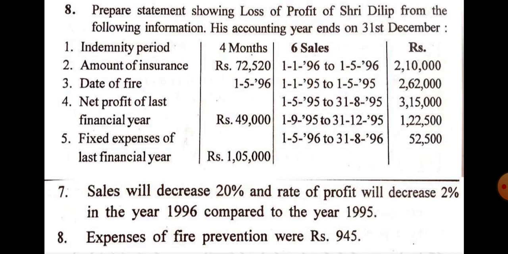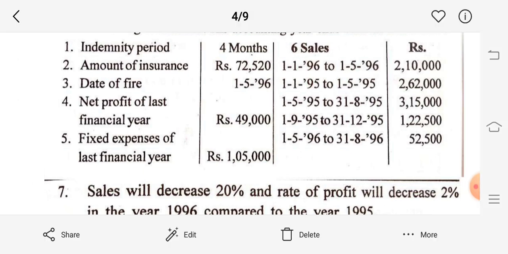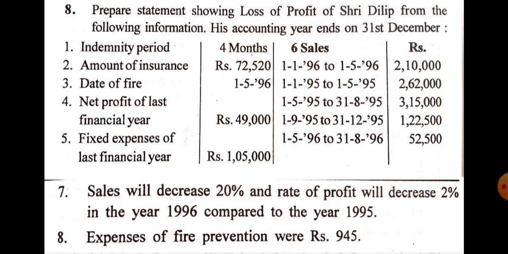Sales of different periods are given. 1st January 96 to 1st May 96 rupees 2,10,000. 1st January 95 to 1st May 95 rupees 2,62,000. 1st May 95 to 31st August 95 rupees 3,15,000. 1st September 95 to 31st December 95 rupees 1,22,500. 1st May 96 to 31st August 96 rupees 52,500.